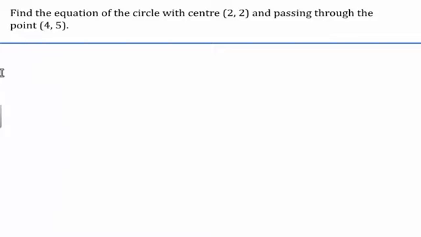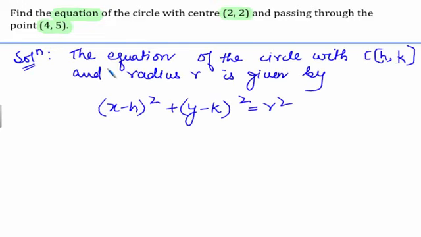In this question, we have to find the equation of the circle with center having coordinates (2, 2) and passing through the point (4, 5). Let's begin with the solution. The equation of the circle with center having coordinates (h, k) and radius r is given by (x minus h) whole square plus (y minus k) whole square is equal to r square.